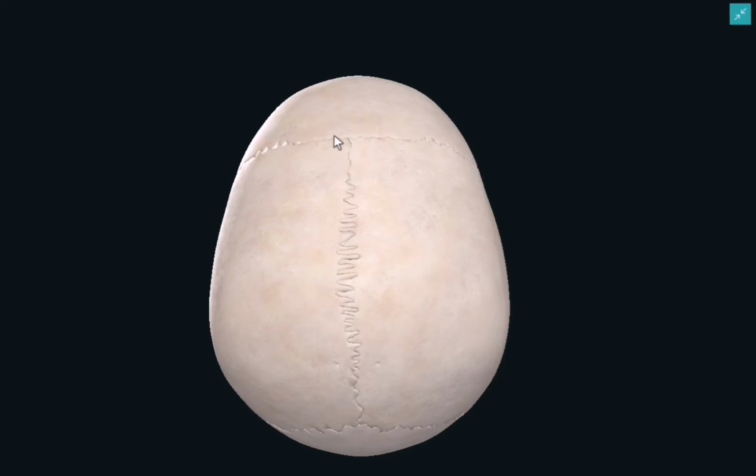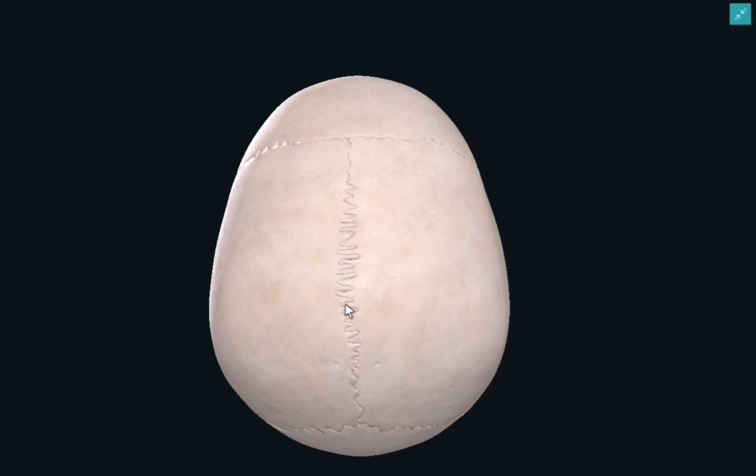What about general features? This point of union between the coronal suture and sagittal suture is called bregma, and the bregma is the site of the anterior fontanelle in the fetal skull. It closes by the age of 18 months. The point of union between the sagittal suture and lambdoid suture is called the lambda, and it is the site of the posterior fontanelle in the fetal skull, which closes by the age of 3 to 6 months.